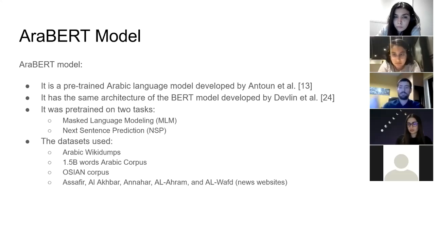So by taking, for example, as input sentence A and sentence B, the model predicts if sentence B follows sentence A. The Arabic model was pre-trained on a large data set, which consists of the Arabic Wikipedia, a 1.5 billion words Arabic corpus, and news websites such as Al-Akhbar and Nahar.